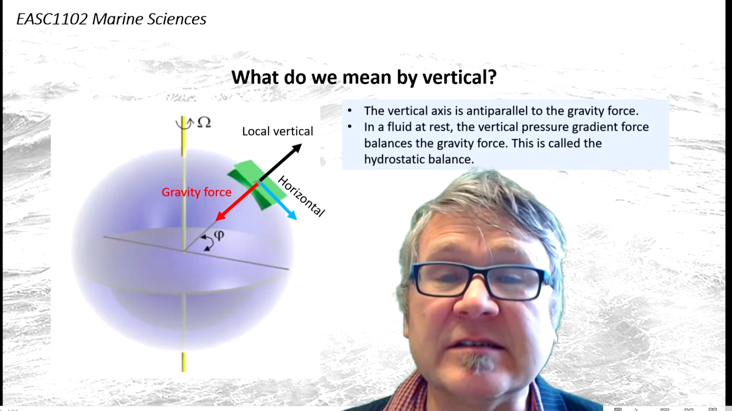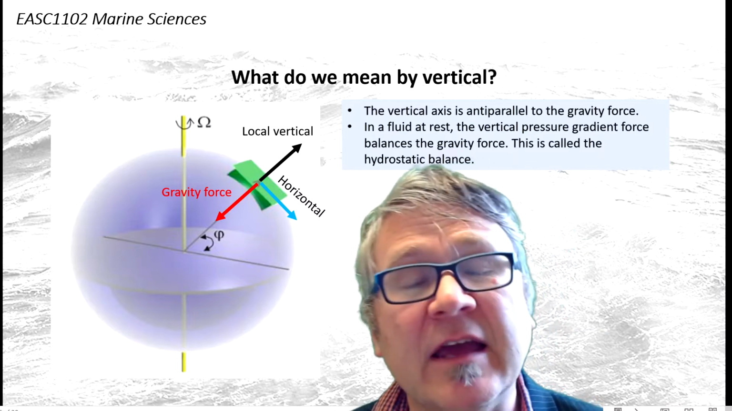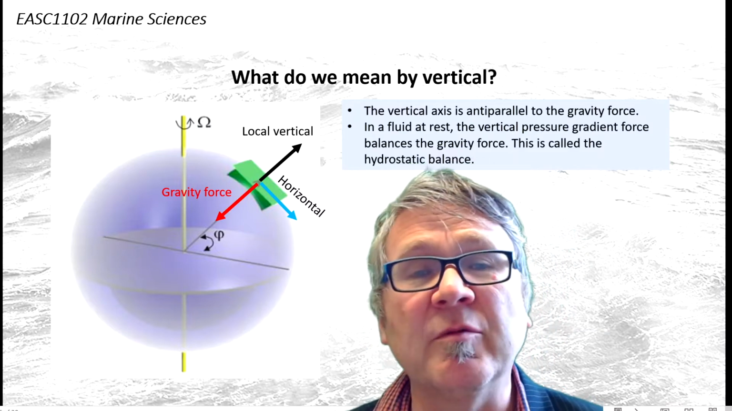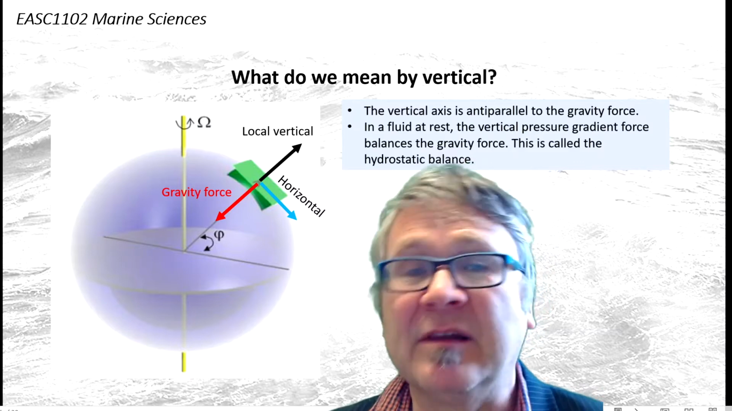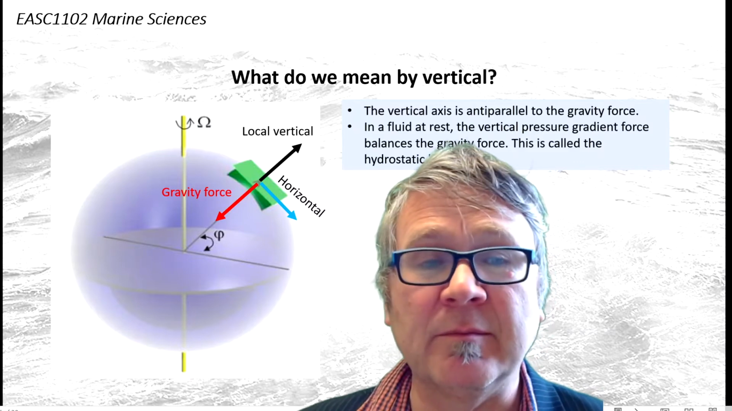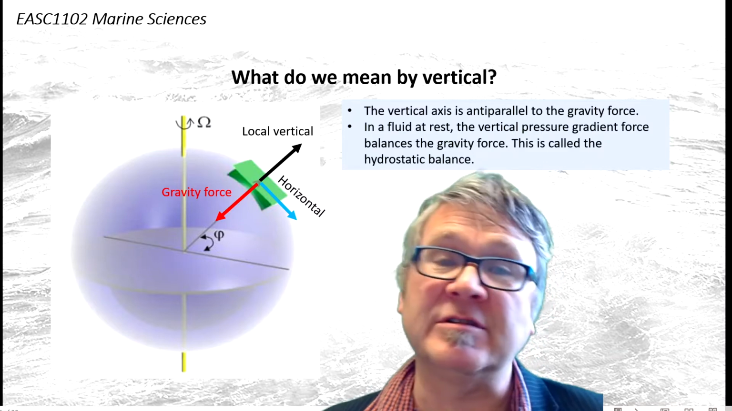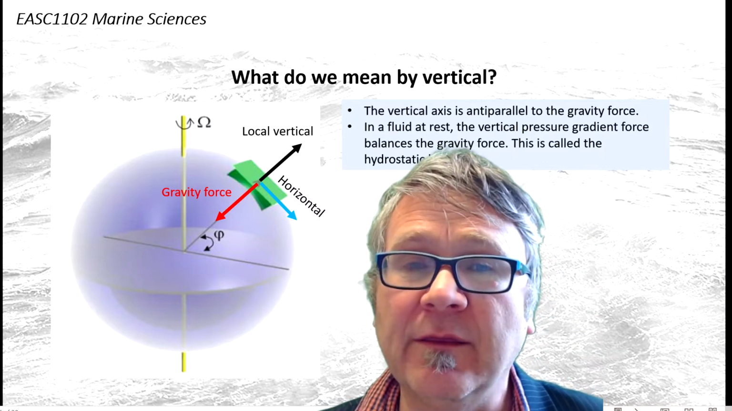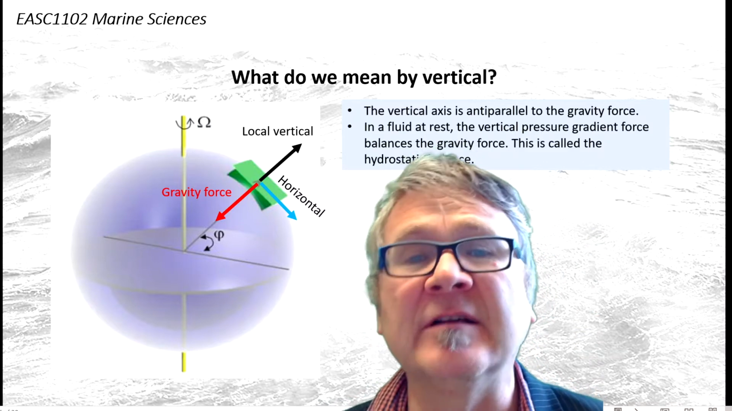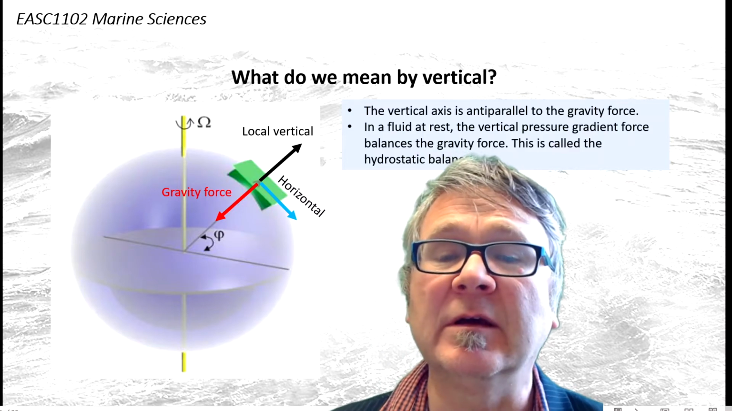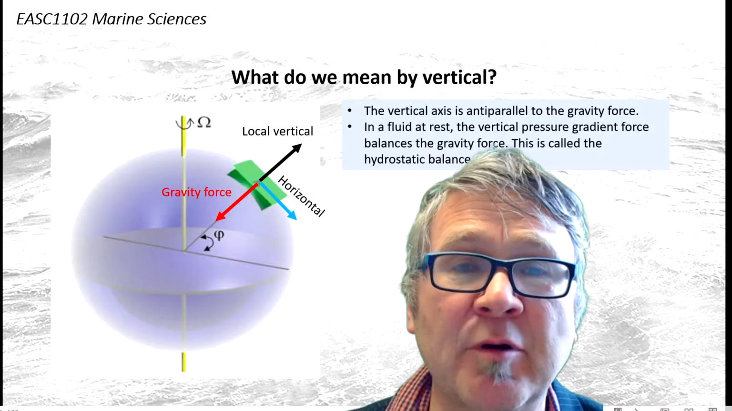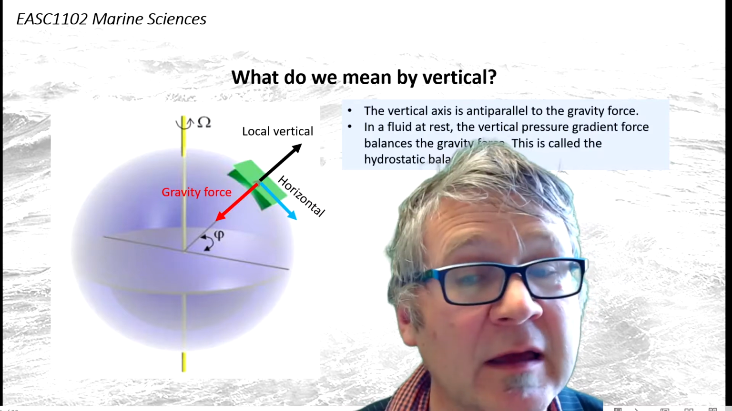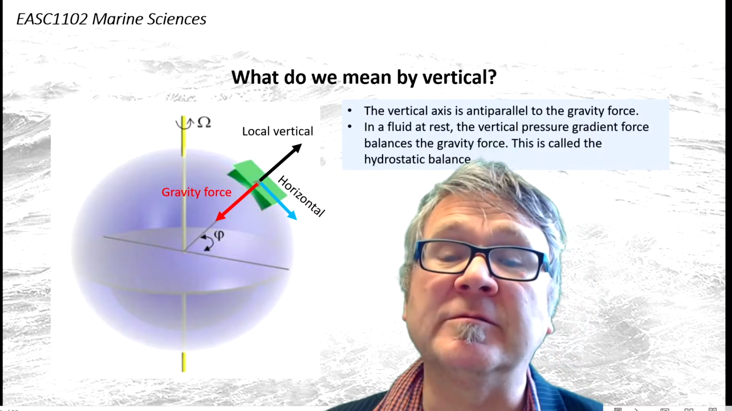So the vertical axis, the Earth is a sphere. At any location on the surface of Earth, the vertical axis is defined by the line that's anti-parallel to the gravity force. So if you let anything fall, that direction defines the vertical. The horizontal plane is just the plane that is perpendicular to the vertical. Okay, we call it the local vertical.